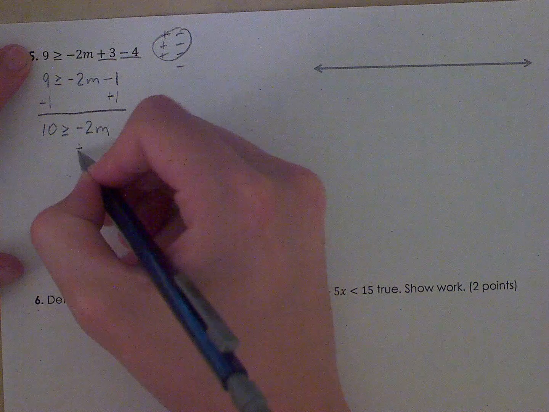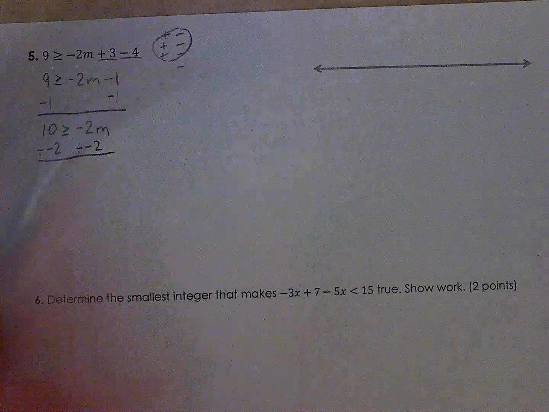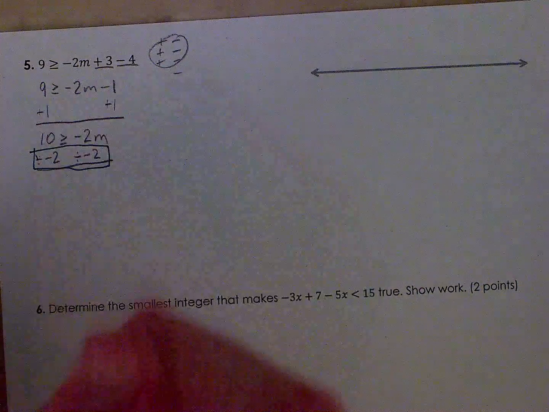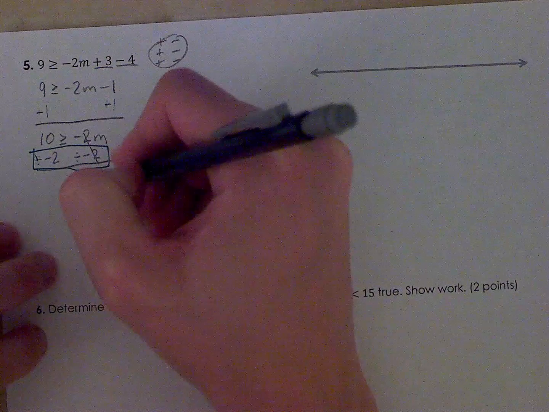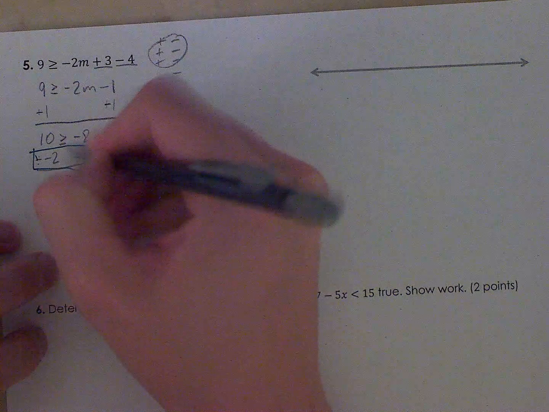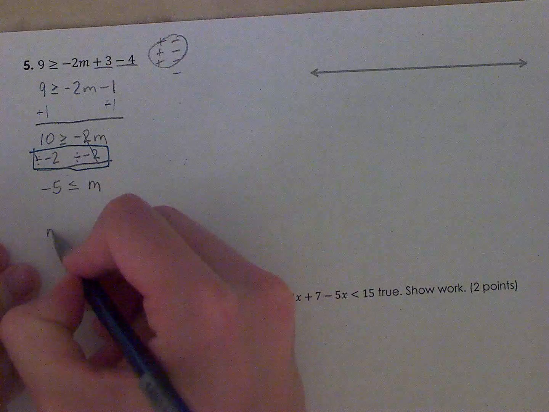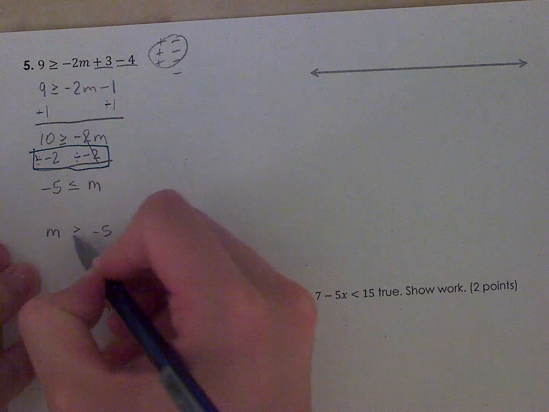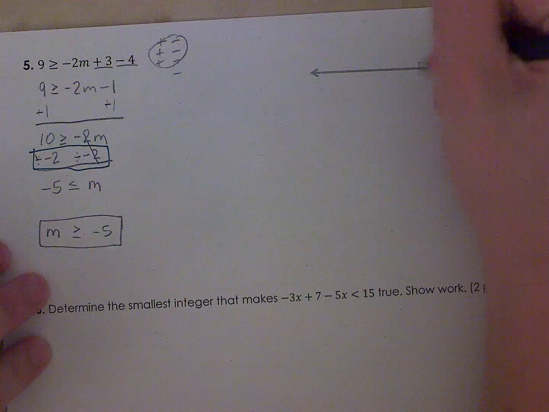Then I'm dividing by a negative 2. Dividing by a negative 2. And right away you should be thinking to yourself, wait a second, what happens when I multiply or divide by a negative? The sign flips. Okay, you just have to remember there's no secret to it. So here's the m. 10 divided by negative 2 is negative 5. And the sign flips around. But then I want the variable on the left side, so I'm going to actually end up flipping it back around. Right, this is this way, and now I'm going to go the other way. That flips around. M is greater than or equal to negative 5.